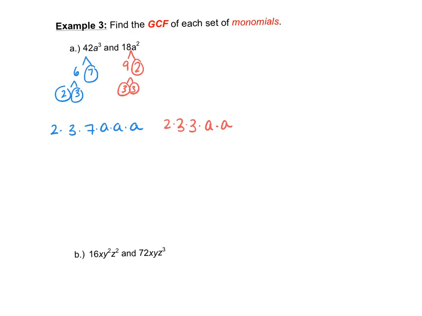So let's see what they have in common. We have a 2 in common, we have a 3 in common, we have an a in common, and another a in common. And so therefore we have 2 times 3 times a times a, which is 6a squared.